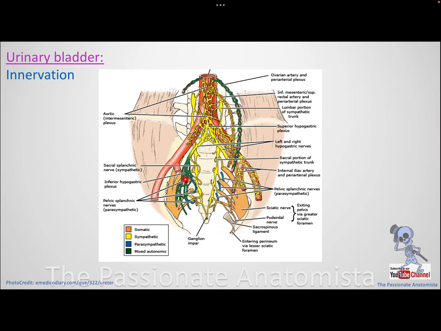All right. Now, from the same nerves, the right and left hypogastric nerves, we will get some parasympathetic nerves coming back to the superior hypogastric plexus. So that way, even the superior hypogastric plexus will receive parasympathetic nerves from S2 to S4. All right? So this is the idea of the superior hypogastric plexus and inferior hypogastric plexus.